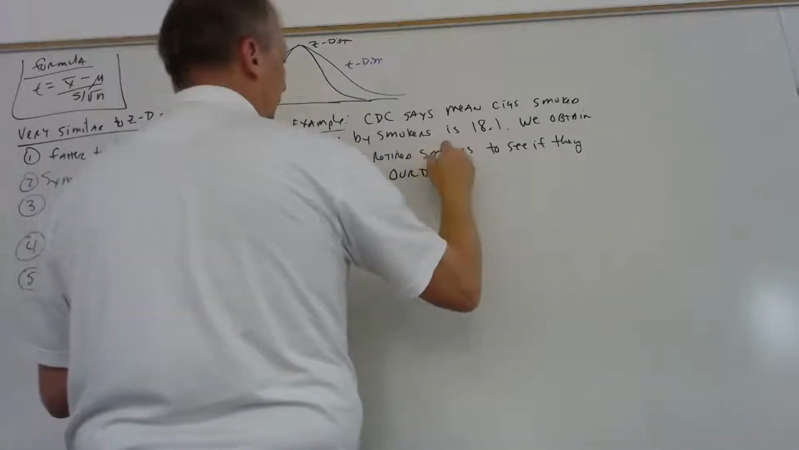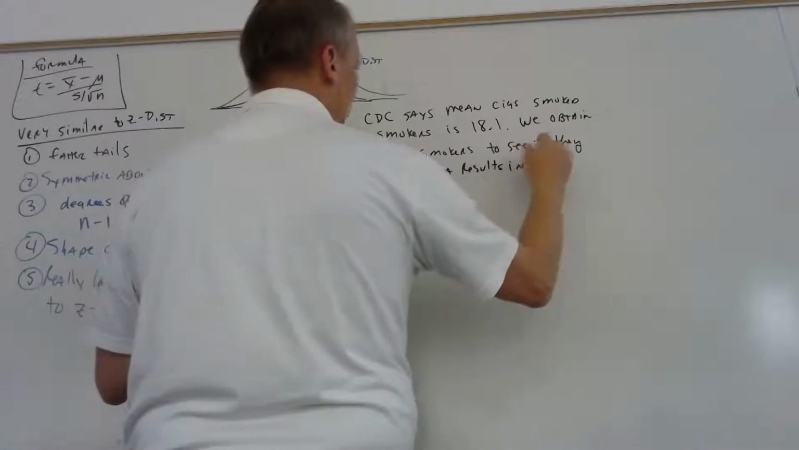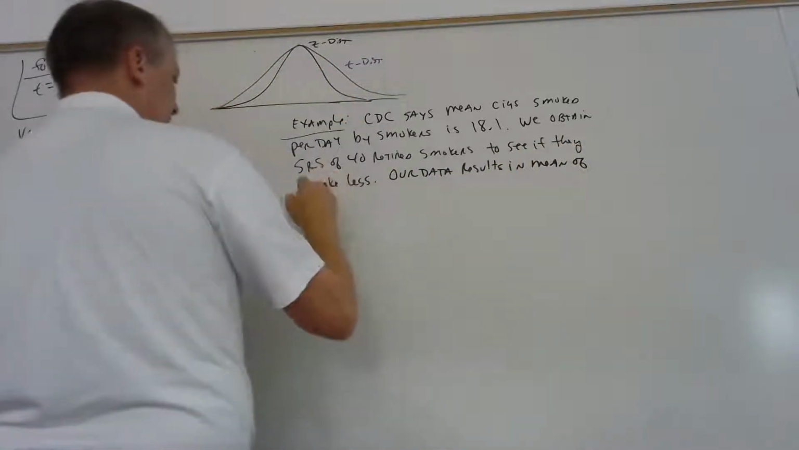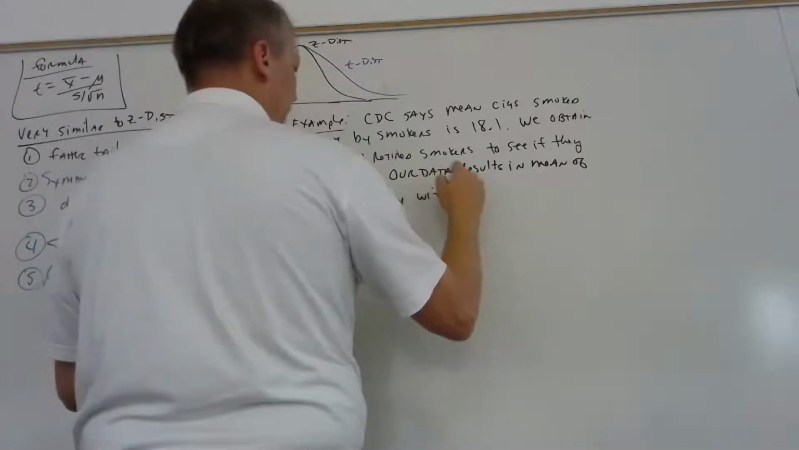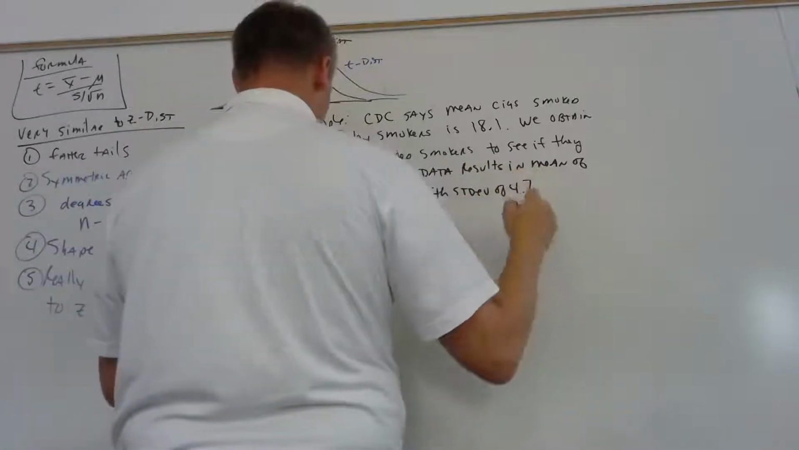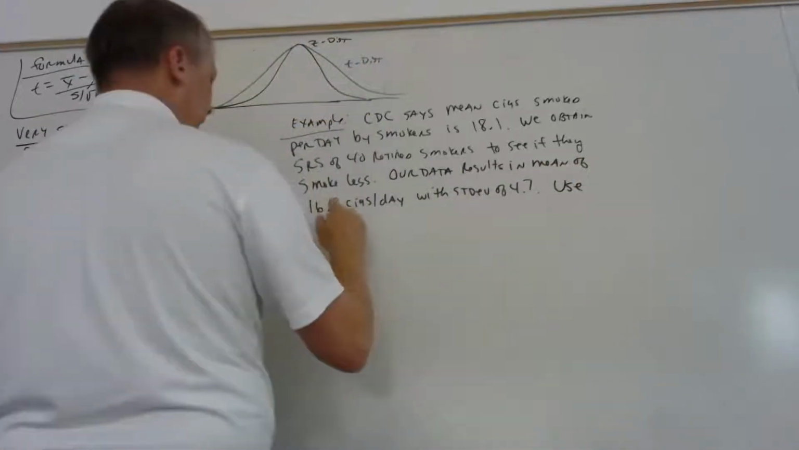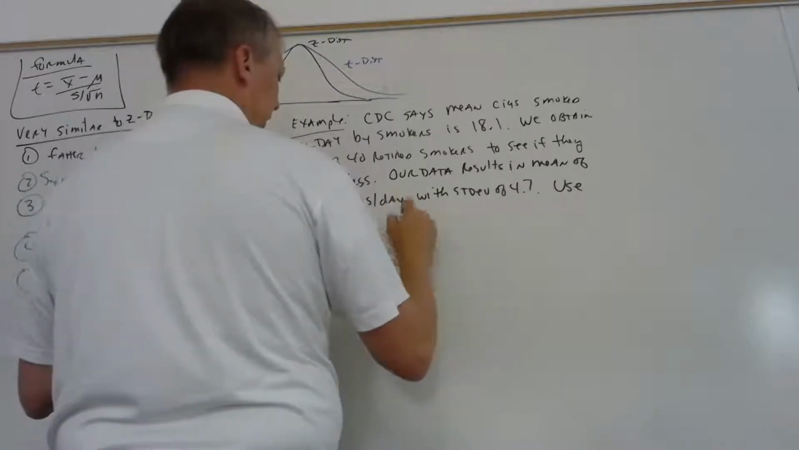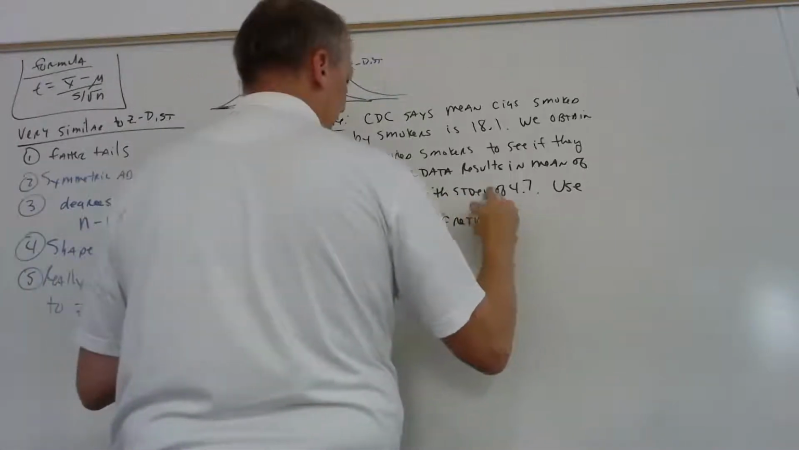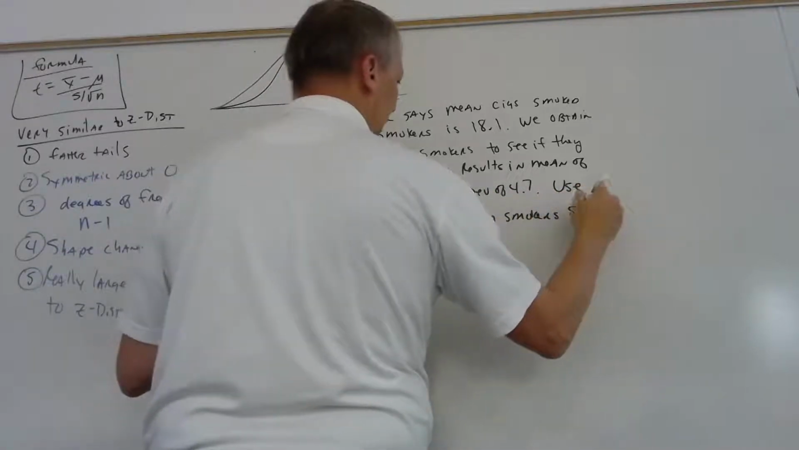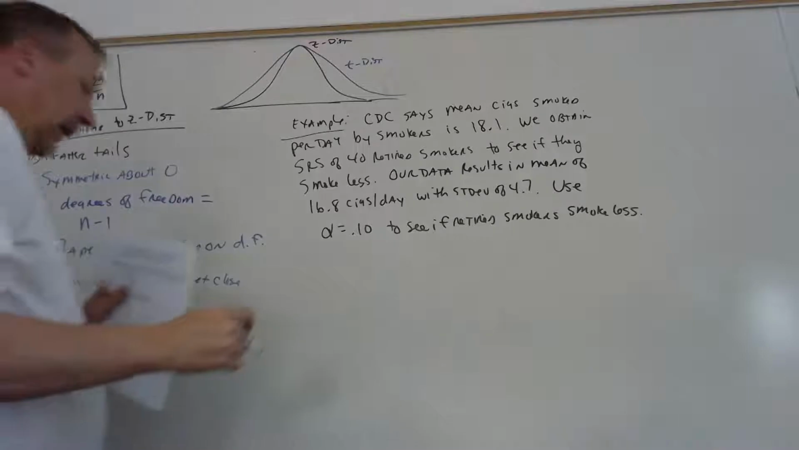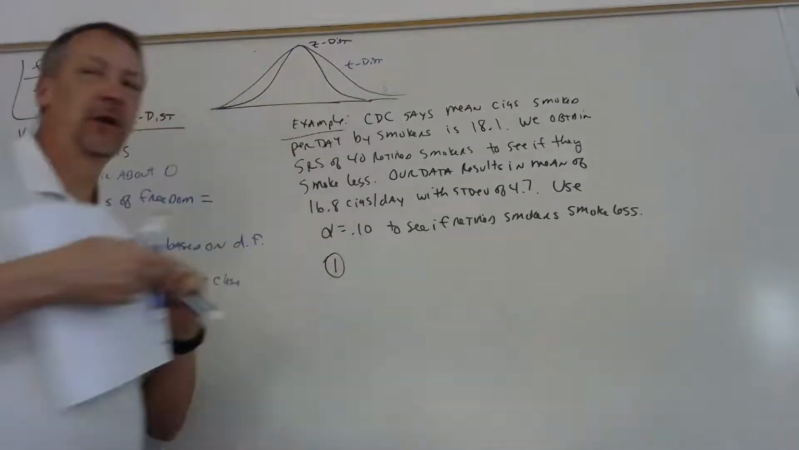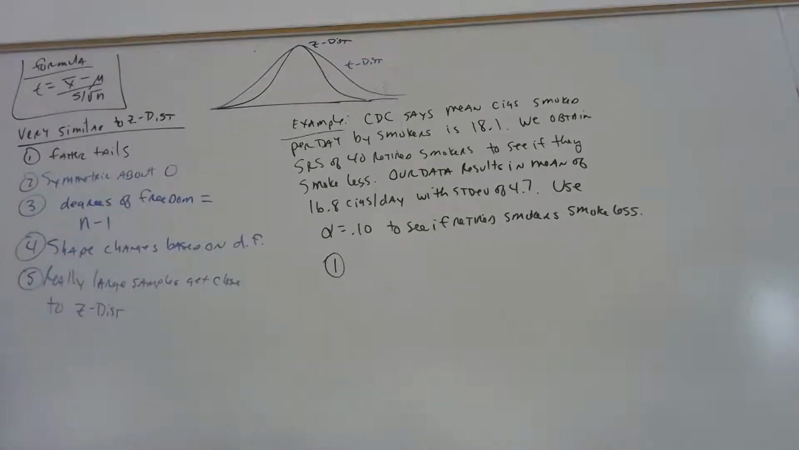Our data results in a mean of 16.8 cigarettes per day with standard deviation of 4.7. Use alpha equal 0.10 to see if retired smokers smoke less. Okay? All right, so what is step number 1? You list all the important numbers. List all the important numbers.